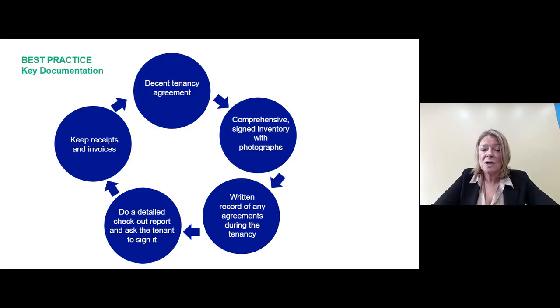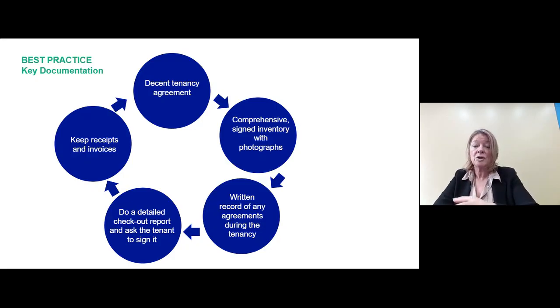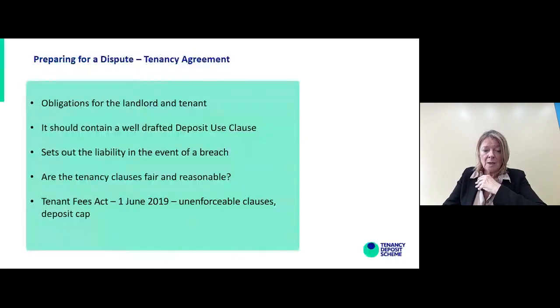So in the same way that you would need a really detailed check-in report, you need to have a checkout report, and also you need to provide and keep receipts and invoices. And that's not just receipts and invoices to support the costs that you're incurring to rectify any issues at the end of the tenancy, but it may be that those invoices and receipts will actually support your statement that an item was new at the start of the tenancy 2 years ago, or how much it cost. So delving in very quickly into a little bit more detail.